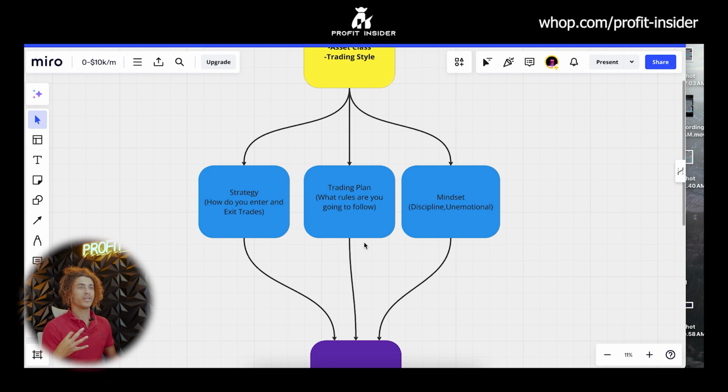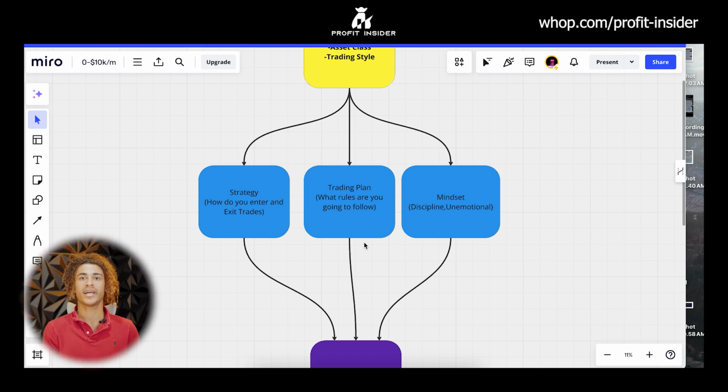Next, you will need three things. You will need a strategy, a trading plan, and a really good mindset. A strategy is a set of rules that determines what allows you to enter and exit a trade. A strategy is literally just what am I looking at to enter a trade, what am I looking at to exit a trade, and what areas on the chart do I consider to be important.